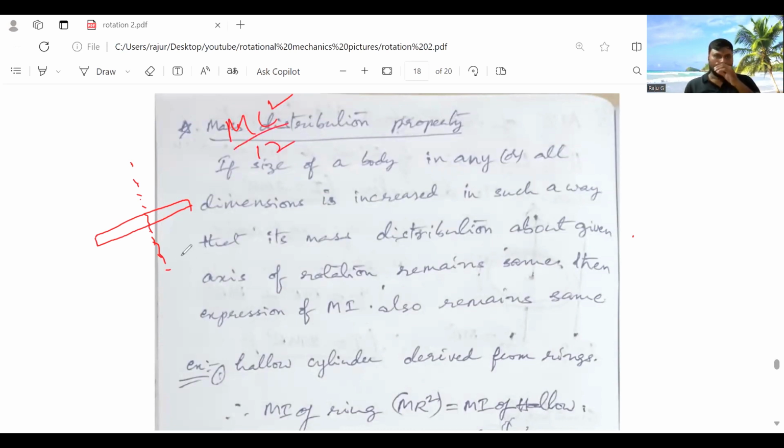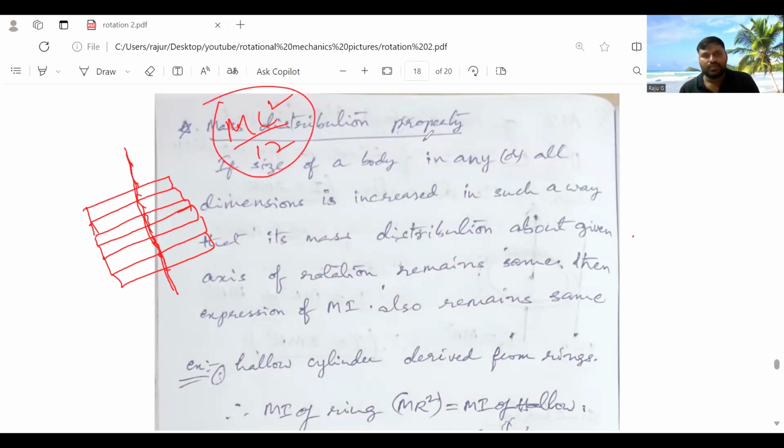We know that if you increase the number of similar rods, we will get a planar lamina, a rectangular planar lamina. And the moment of inertia of this rectangular planar lamina about the same axis is ml square by 12. That's what they are saying in this mass distribution property.